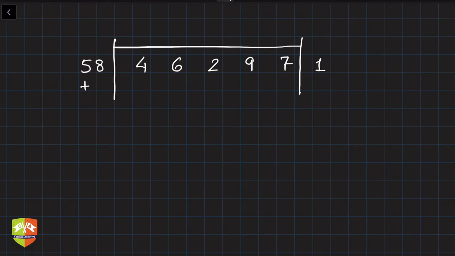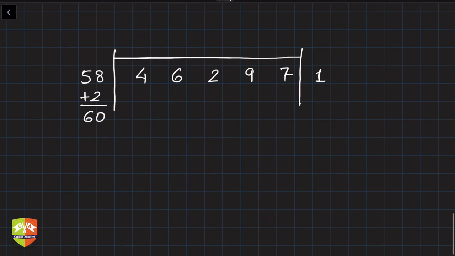In this case, 58 plus 2 will give you 60. The nearest multiple of 10 is 60. So the divisor will be 6 now. So let's start dividing. 6 sevens are 42. Isn't it? 6 sevens are 42. So what is the difference? 4. The remainder is 4.